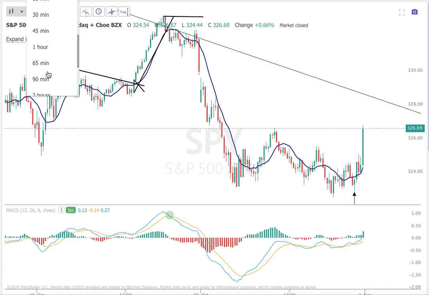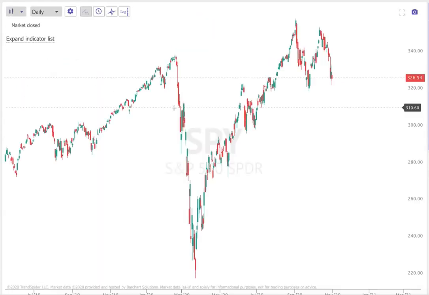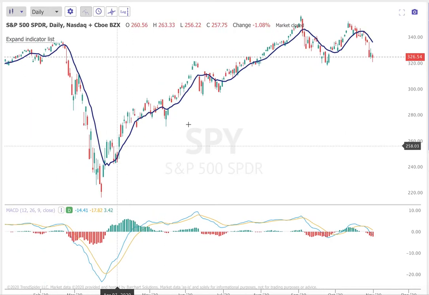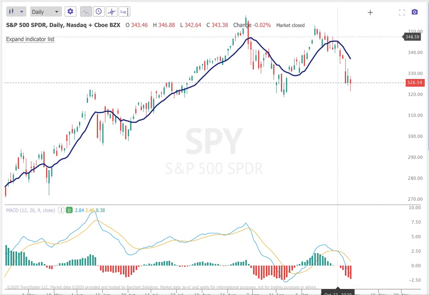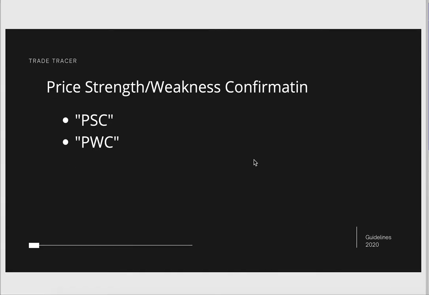On the daily time frame, same rules apply. You just need a daily close above the 10 SMA. When this candle closed right here, we went into no trend. All right, so we're going to get into that here in a little bit. But before, let's make sure that we've wrapped this up.